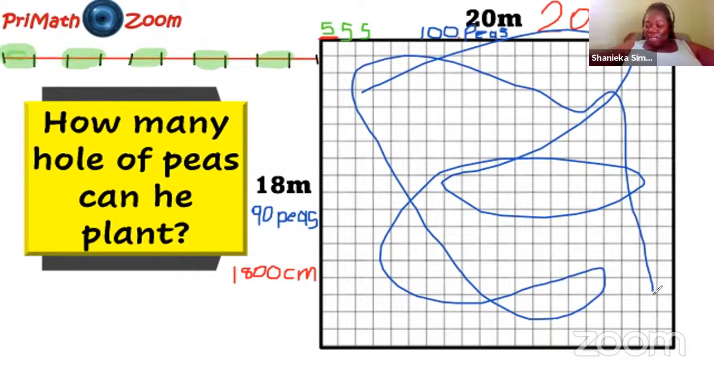Can someone explain to me how you figured out that there are 9,000 peas? 9,000 peas are going to be planted in this plot of land. How did you figure it out? Okay, Kaylee says 9,000 peas as well. I want someone to send a sentence or two explaining how we figure out that it's 9,000 peas. Remember, for every answer, we must have our justification.